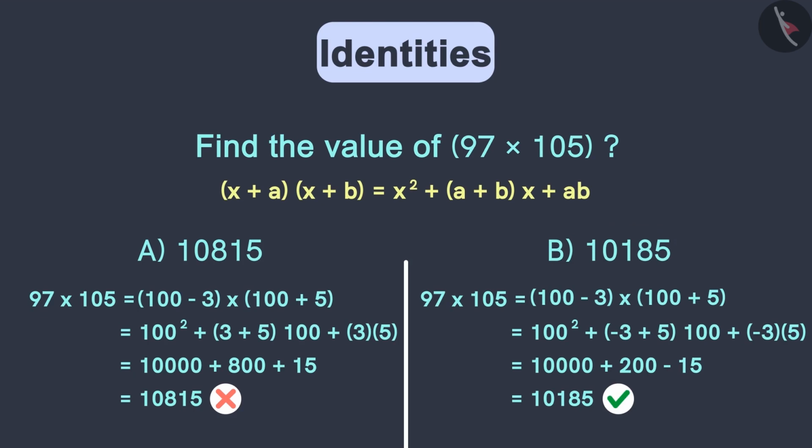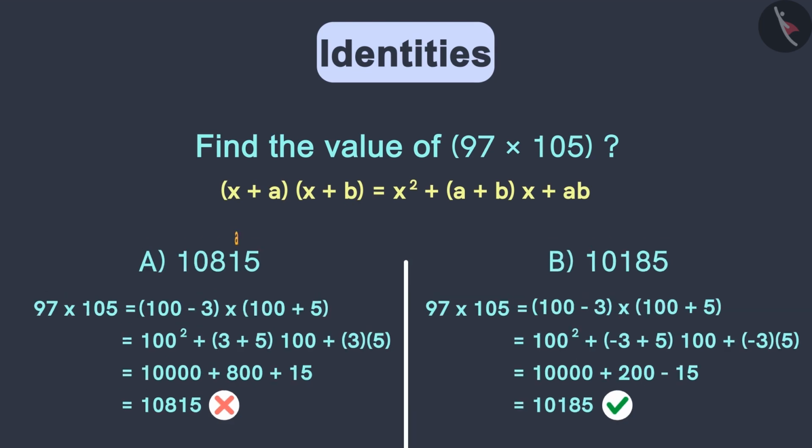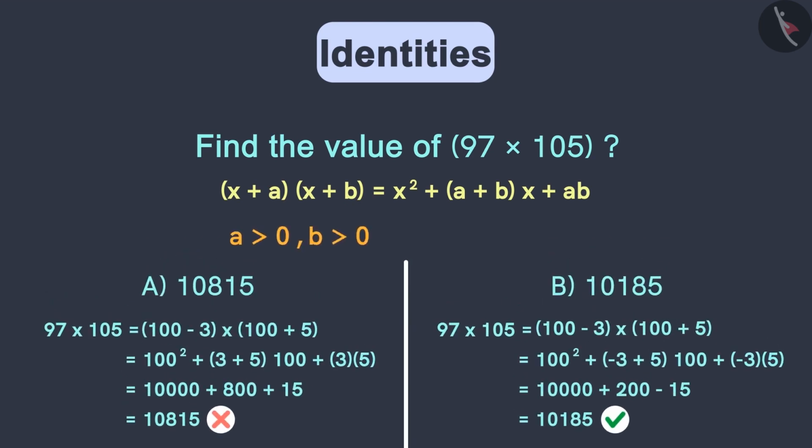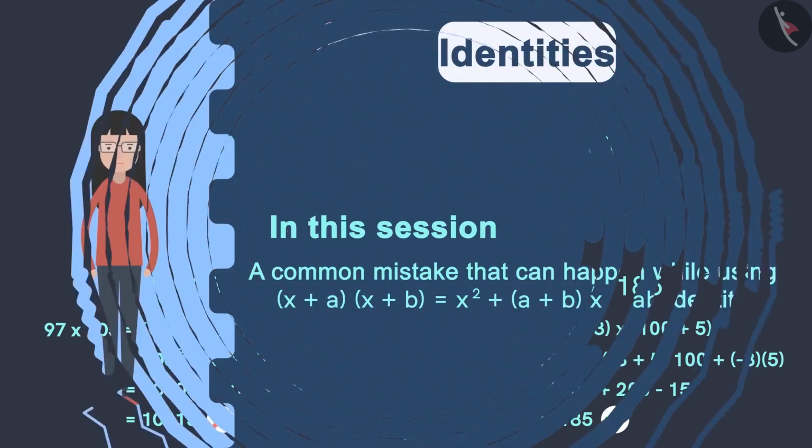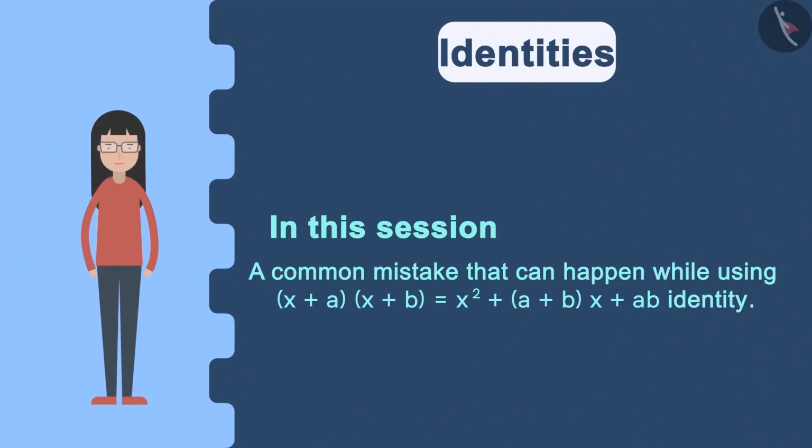So we should be very careful while identifying the values of A and B. Even if there is a plus sign associated with A and B in our identity, that doesn't mean that A and B will always be positive. A and B can also be negative. So in this session, we have seen a common mistake that can happen while using this identity.